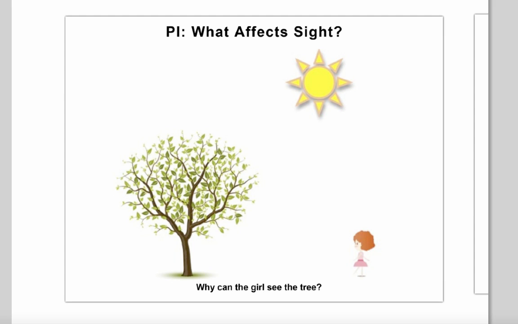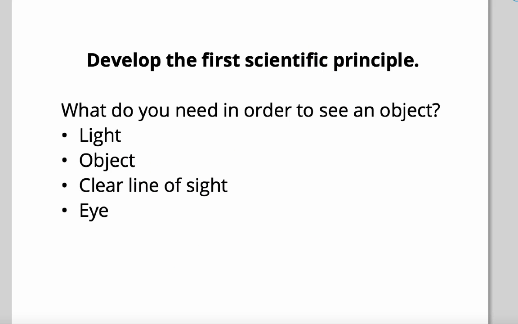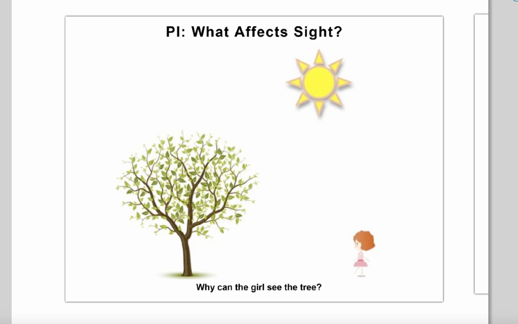And then you get into this really basic setup of, well, what allows this girl to see the tree? And hopefully students will see, okay, there's got to be some sort of light source, you need an object to be seen, you need a person or an eye to see, and you need this straight path so that the person can see it. And they often don't get that particular one.